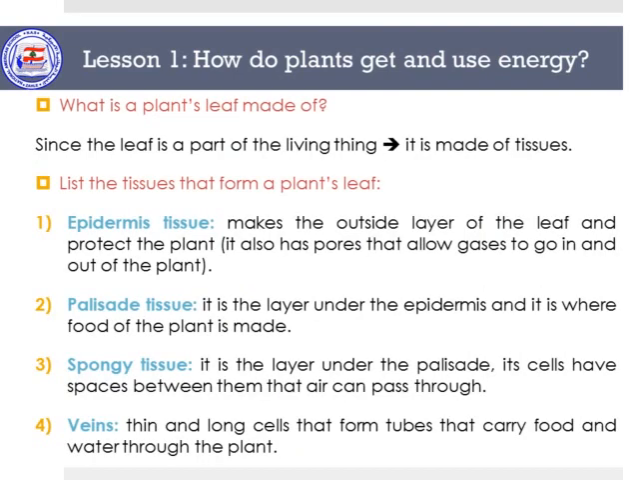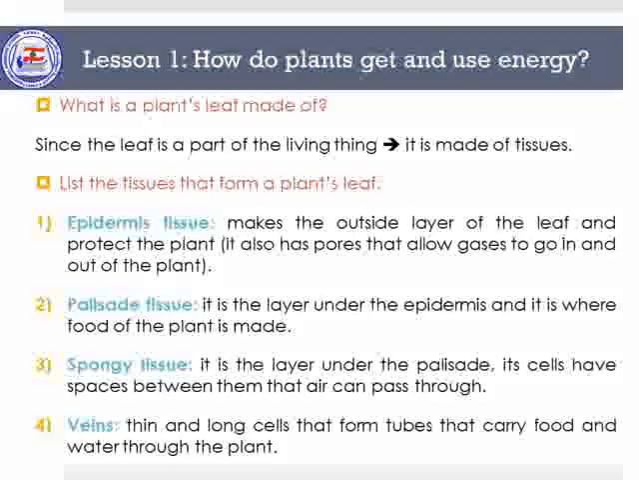Now let's understand what a plant's leaf is made of. Since the leaf is a part of the plant, so it's a part of the living thing, which means that it's going to be made of cells and tissues. Now let's learn what the tissues that form a plant leaf are. We have four main tissues. They are the epidermis, the palisade, the spongy, and the veins. The epidermis tissue is the group of cells that exist on the outer part of the leaf, on the outside layer of the leaf.